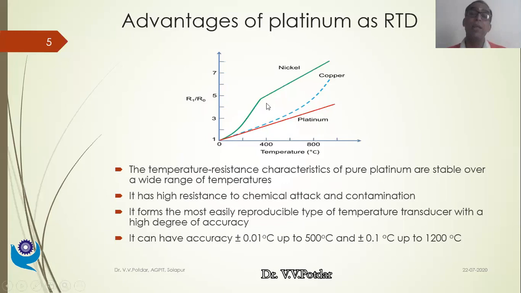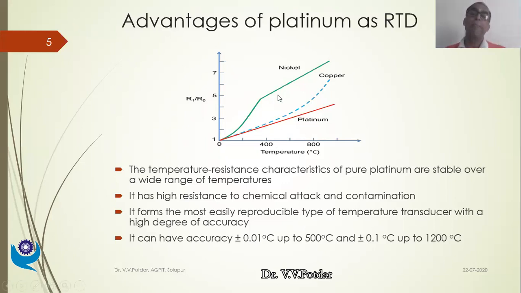It shows non-linear resistance change. Corresponding to a small change, I get a larger resistance change. But beyond 400 degrees Celsius, it shows me a linear relationship between resistance change and temperature change. So I can use nickel as my RTD material if my temperature requirements are between 400 degrees Celsius to maybe 1200 degrees Celsius, maybe 1500 degrees Celsius.